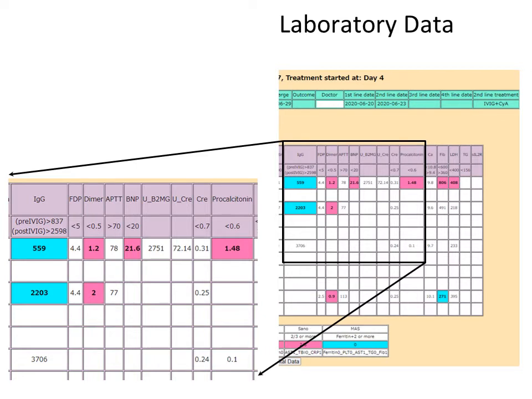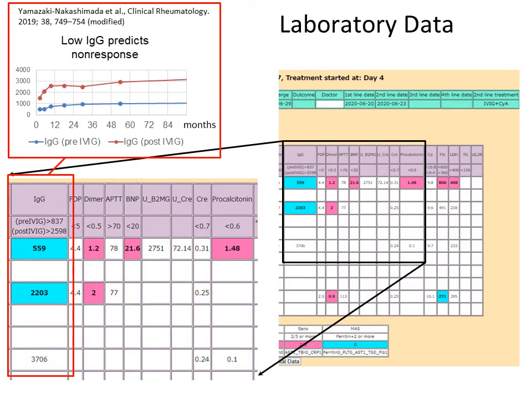These columns to the right of the screen show the laboratory data. In particular, please pay attention to this IgG column. Yamadaki Nakashimada et al. reported that low IgG values recorded before and after the first IVIG predict the non-response to this treatment. They also show that the cutoff IgG level below which the treatment more likely fails is age-dependent, as shown in this panel.